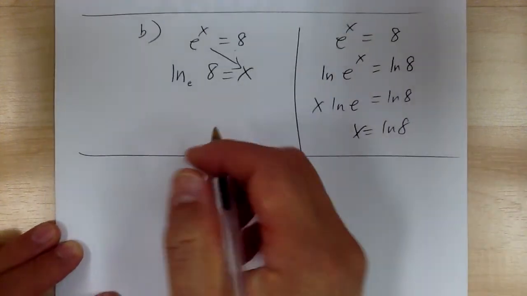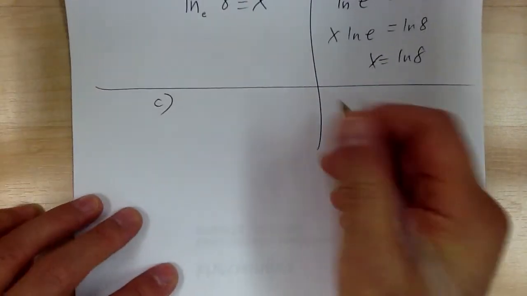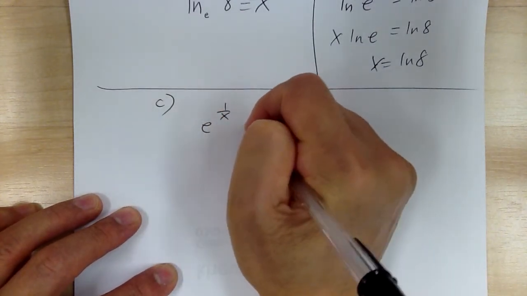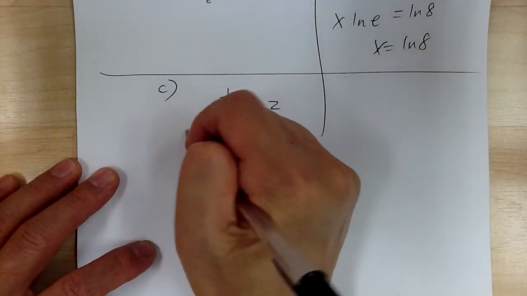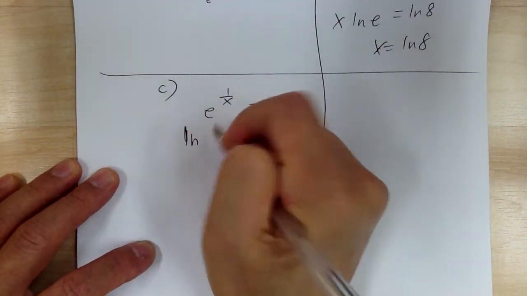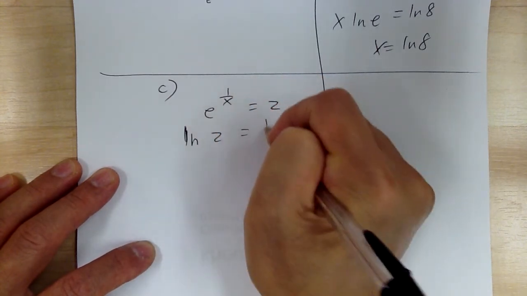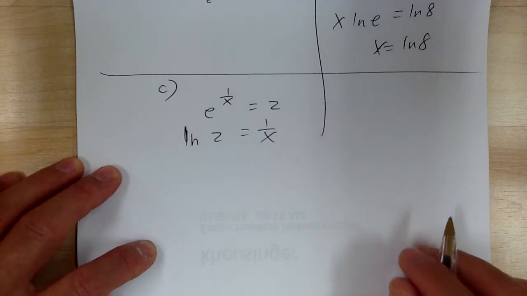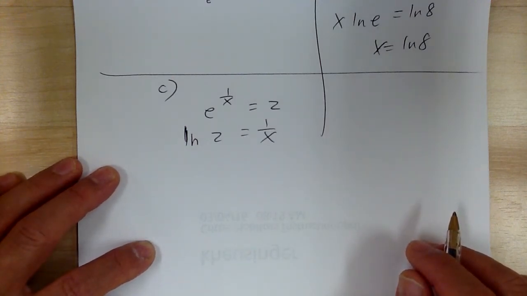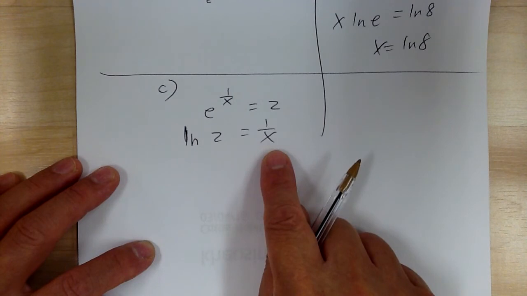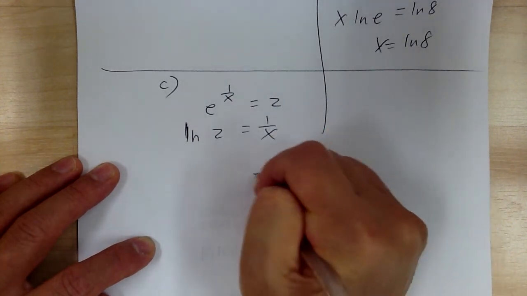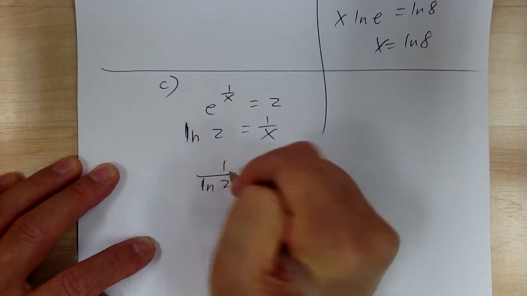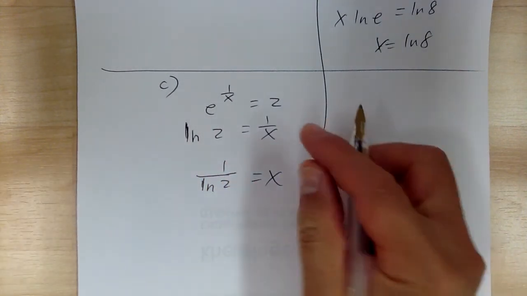Now let's go to c. e to the 1 over x equal to 2. Again, you can do either method. I'm just going to switch the form. So natural log of 2 equals 1 over x. Now this one is probably a bit tricky. If you just flip it over, you're going to get x equal to 1 over natural log of 2. So this is one way of doing it.